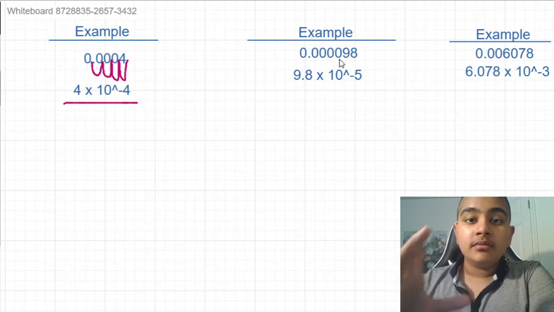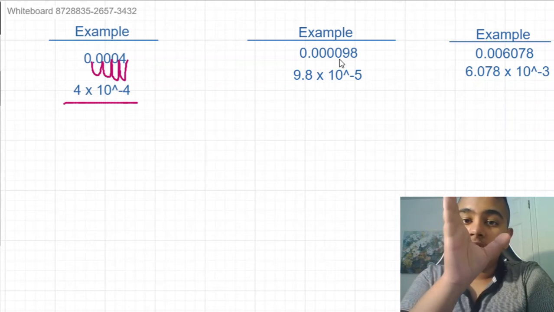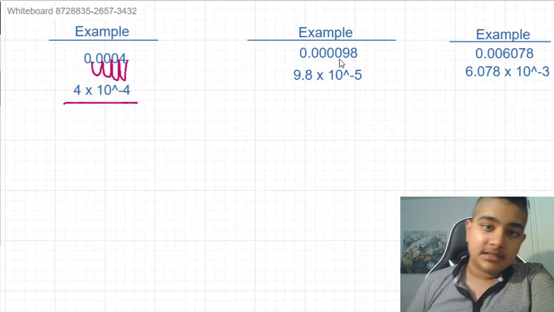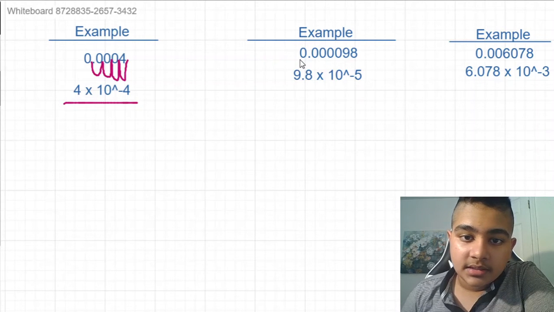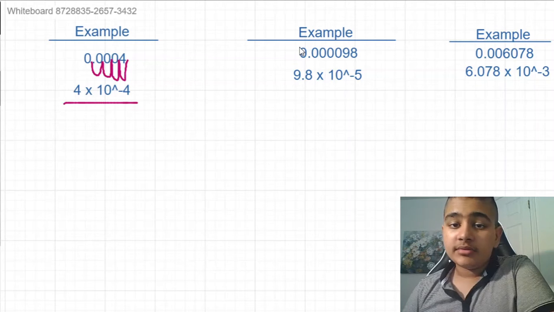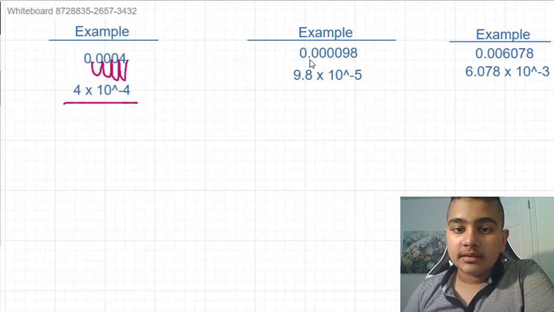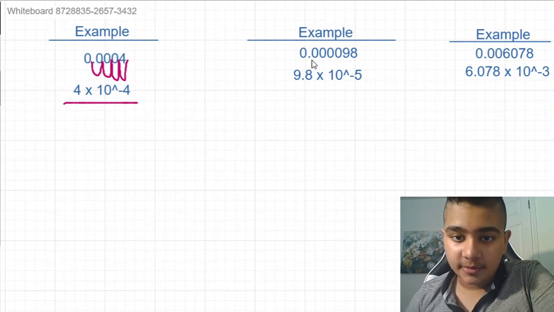In the positive ones, we needed something in the units place, and the rest can be in the decimal place. It doesn't matter. So what we see here, nothing in the units place. We have a 0. So we have to move the decimal point now. So let's see how many places we have to move the decimal point.